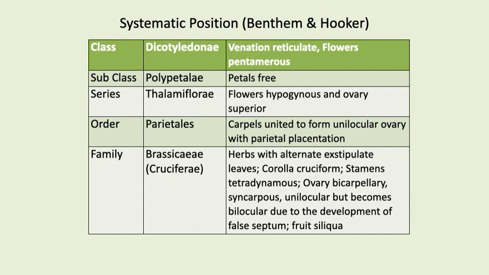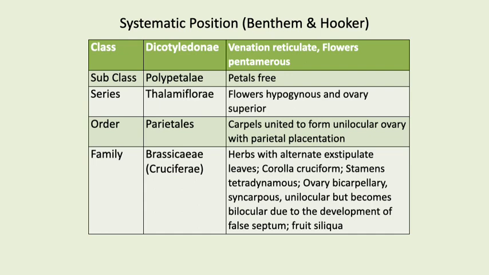First, the systematic position as per Bentham and Hooker. Class is Dicotyledonae. A few characteristic features of this class: venation is reticulate, flowers are usually pentamerous, and cotyledons are usually two. Then subclass Polypetalae. Here petals are free. Series Thalamiflorae. Flowers are hypogynous and ovary superior. Order Parietales. Carpels united to form unilocular ovary with parietal placentation.